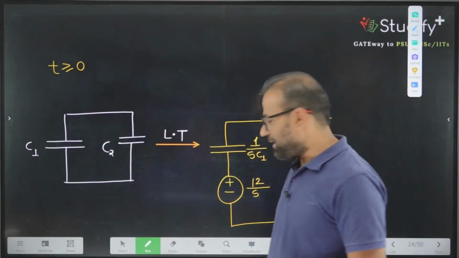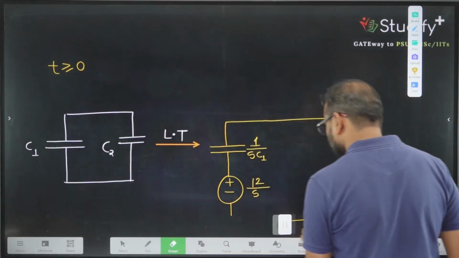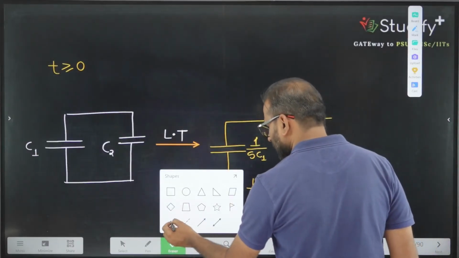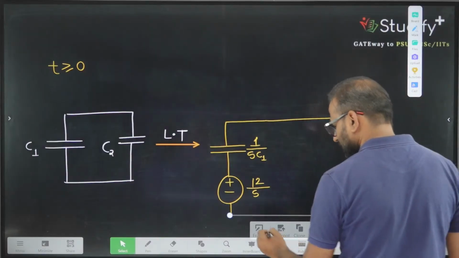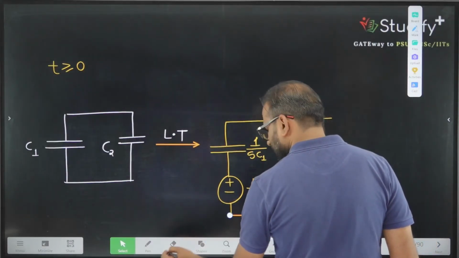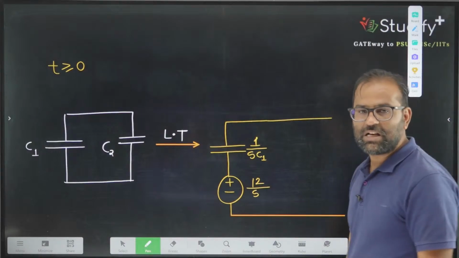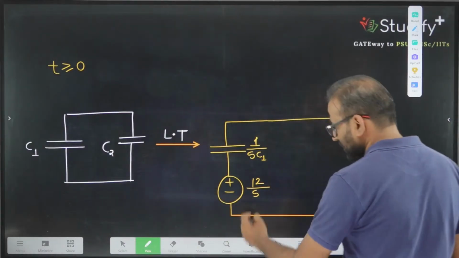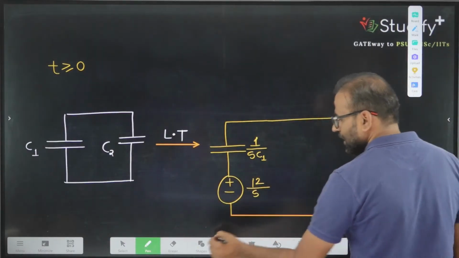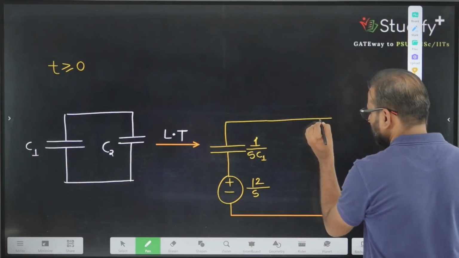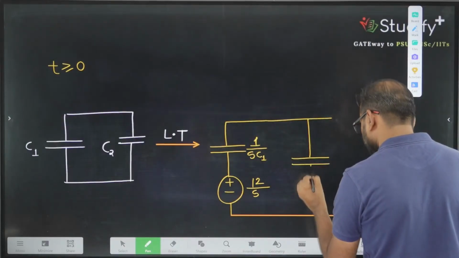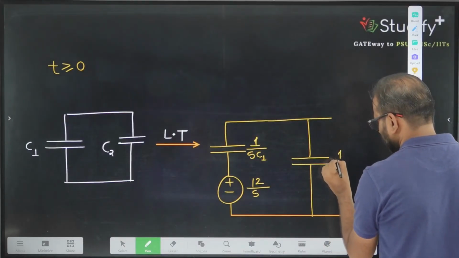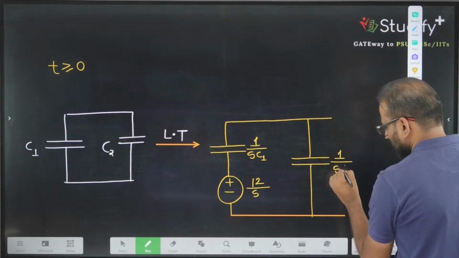What next are you having? The next you are having is capacitor number 2. And how will capacitor number 2 look? Capacitor number 2 is just an uncharged capacitor, and an uncharged capacitor means its initial voltage is 0. So I can say capacitor 2 will look like this. One divided by S into C.